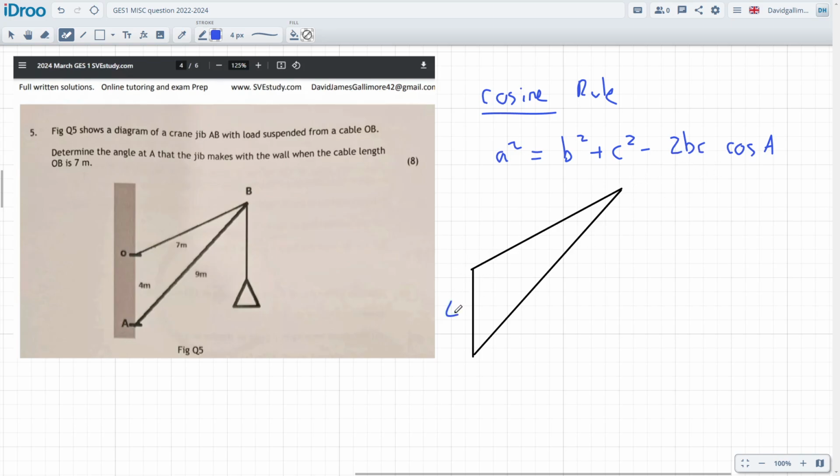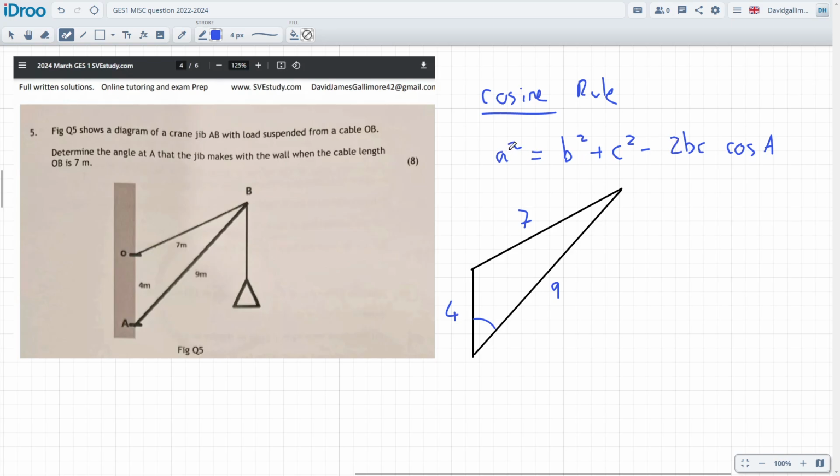So this is 4 meters, this is 9 meters. I guess we don't really need the meters, everything's in meters, and this is 7. And they're asking for determine the angle at A, which is down here, which is this guy. So I'm using ABC in my diagram, and they've got ABO. It just happens to be the same kind of setup actually, but you don't have to trust their ABCs. You can just relabel it.